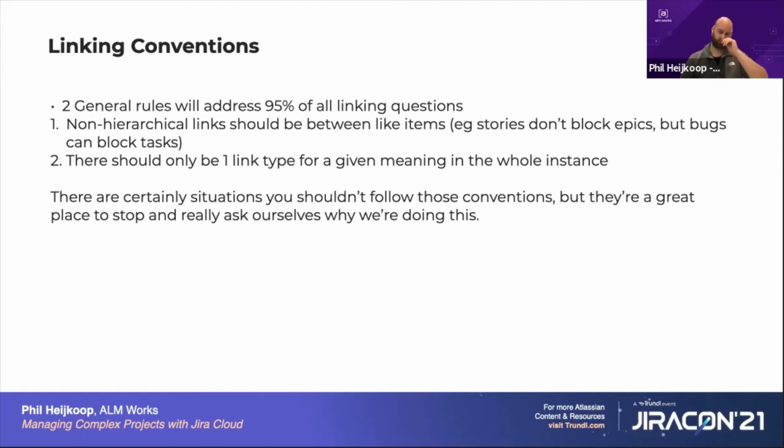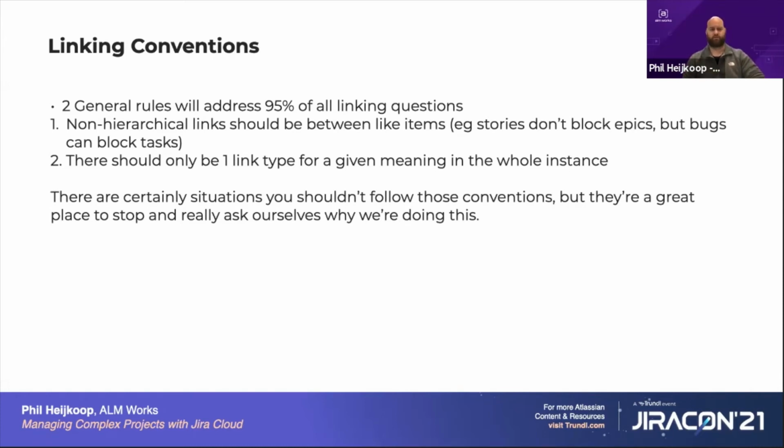So I generally follow 2 rules, and this really covers most people's needs. For anything that's a non-hierarchical link, so think of blocks as an example, these should be between like items, right? Stories block stories. Stories don't block epics. That's an area where you're going to run into a lot of confusion. Bugs can block tasks because they're at the same level, right? They're program level items. The same goes for things like relates and duplications. They live on the same level.